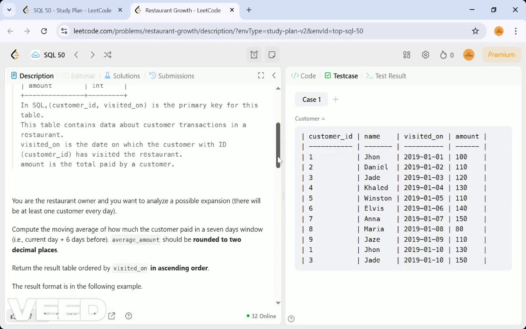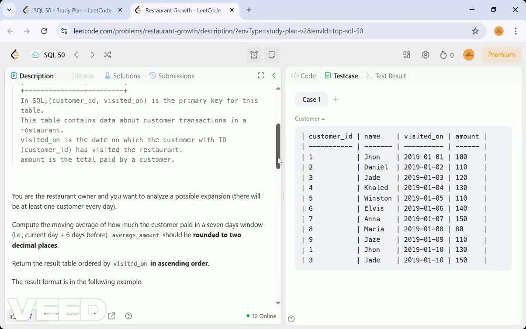Now you are the restaurant owner and you want to analyze a possible expansion. There will be at least one customer per day, so you should assume that there will be one customer per day. Now you are the owner of the restaurant and you want to analyze this case. So what do we have to do?